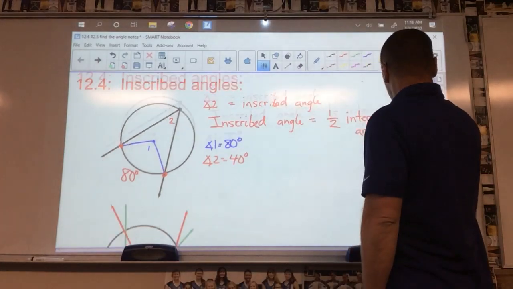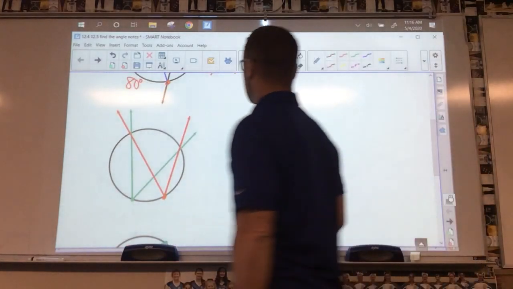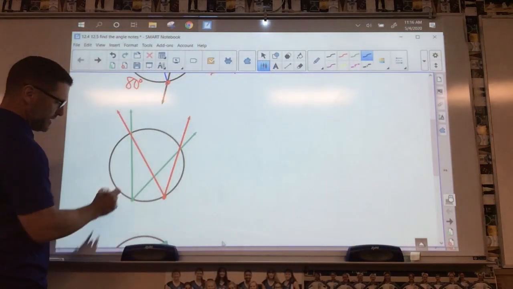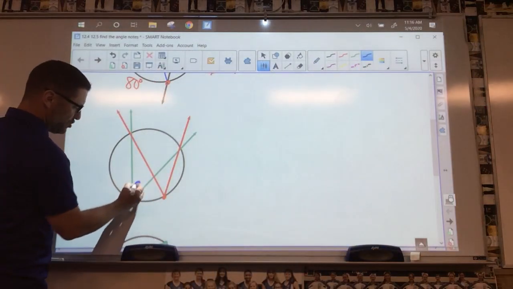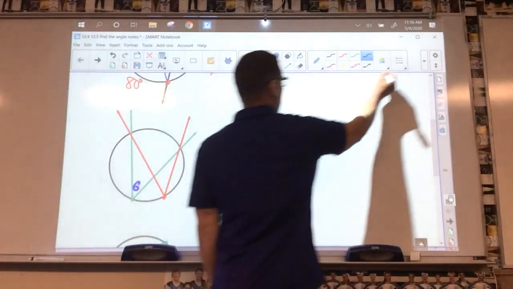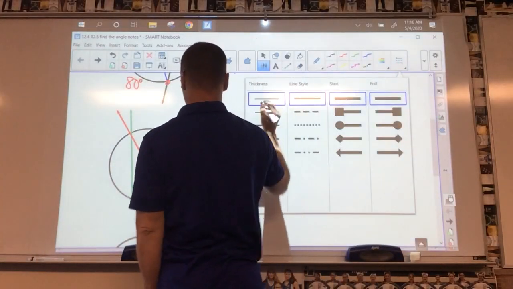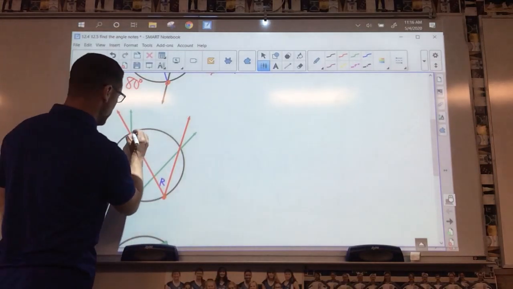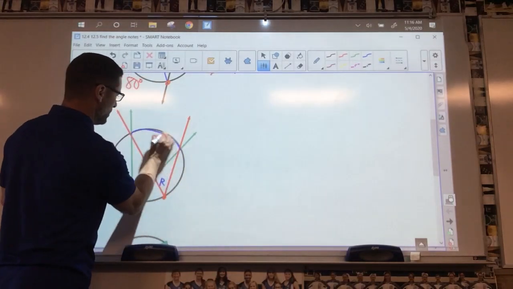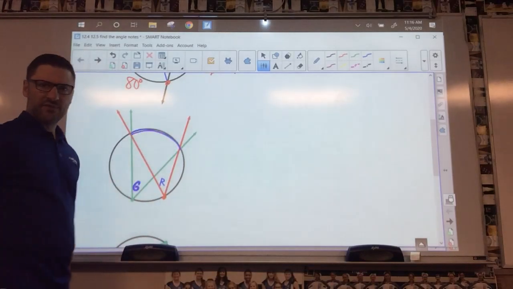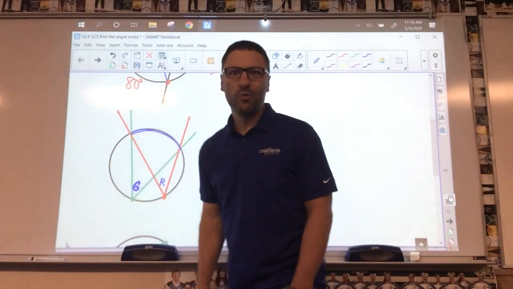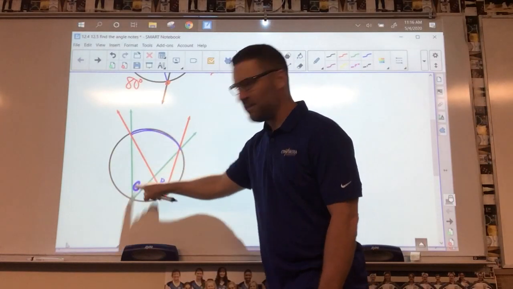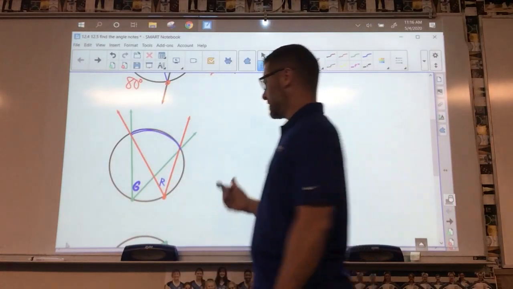A couple other theorems go along with this. Here I have 2 central angles. I have a green one, I'm going to call this angle G, and I have a red one, I'm going to call this angle R. And the rule is this: if those 2 angles hit the same arc, then those 2 angles have to be equal. Some quick math: let's say this arc was 100. Well, this would be 50, and this would be 50. They would be equal arcs.